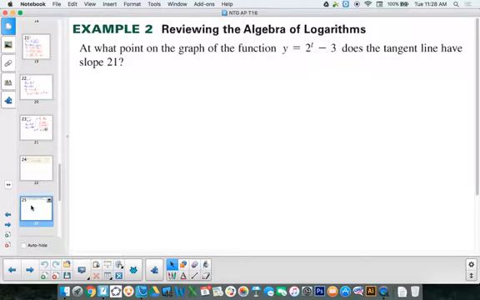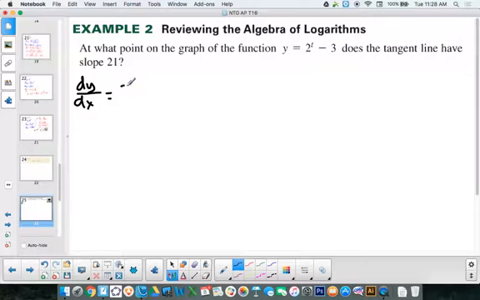This says, at what point on the graph does the tangent line have a slope of 21? Well, first we're going to want to find our derivative here so we can find the slope of our tangent line. So our derivative here, our dy dx, will be 2 to the t. Oops, I should change that to dy dt because that's a variable.